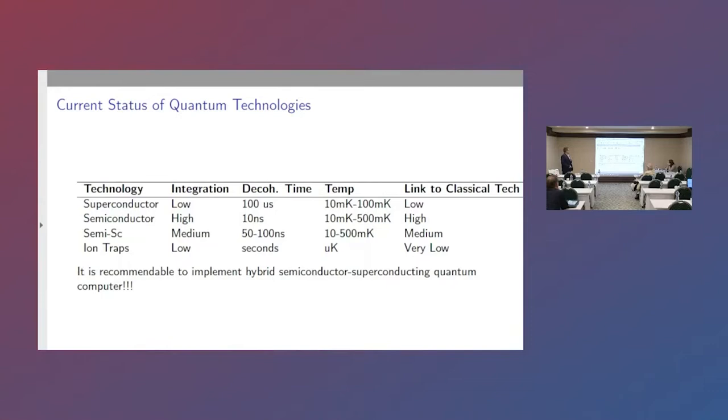One feature that should be underlined is that semiconductors are quite noisy, and superconductor is essentially a macroscopic quantum state, which has quite low noise. So one can think about possible merging of those two technologies, like connecting two quantum chips by some sort of interface, and this will be described later.